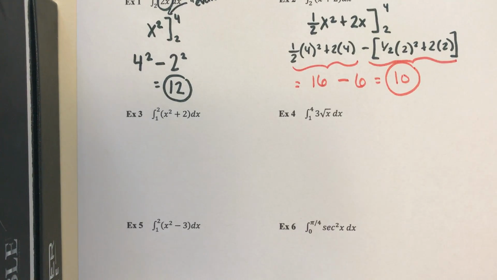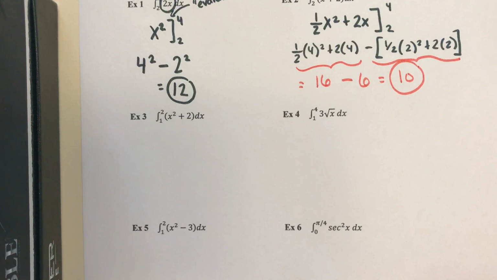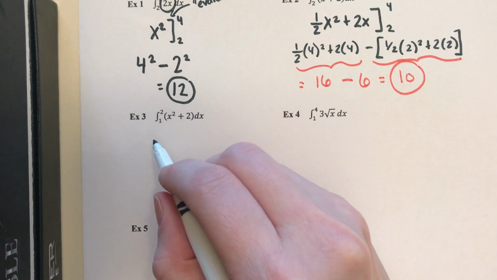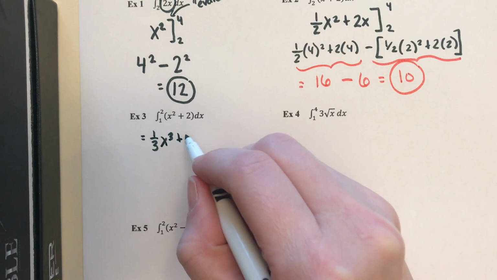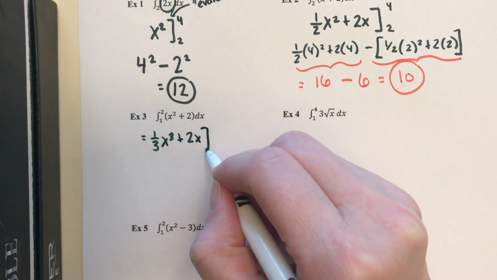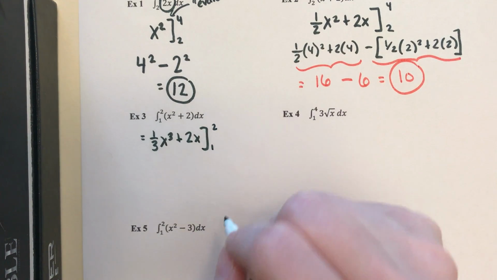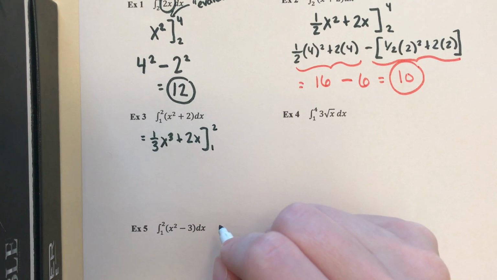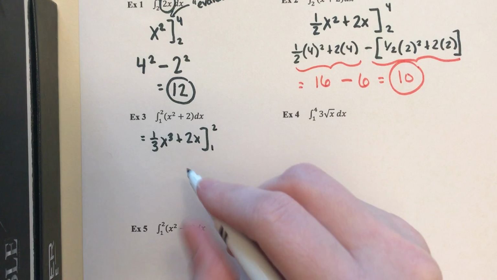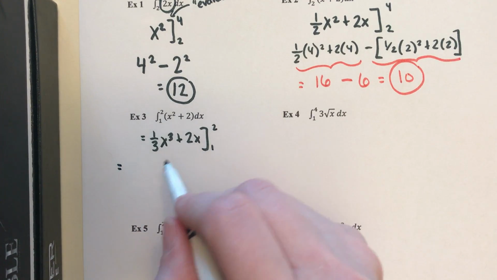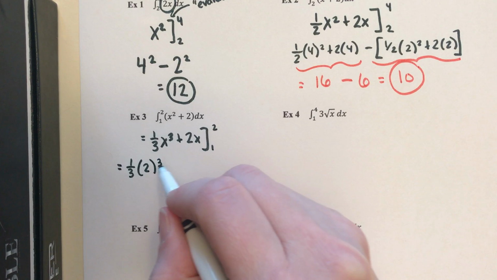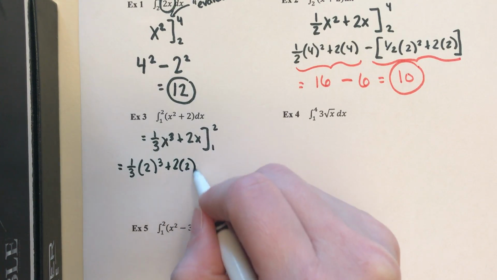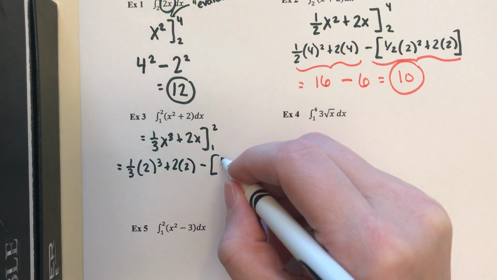Okay, question number 3. First, I'm going to take the integral, so I'm going to add and divide. That's 1/3 x cubed plus 2x, and I'm going to evaluate from 1 to 2. Okay, next step, we're going to plug in the top minus the bottom. So I'm going to plug in the 2 first. Minus, now I'm going to plug in the 1.